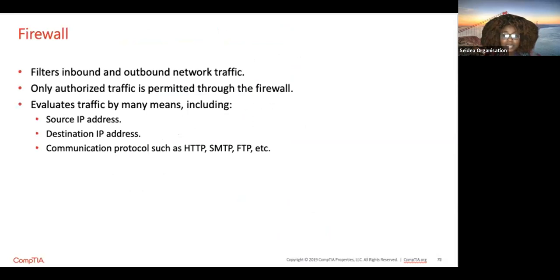Now, finally, when we're looking at a firewall, it filters inbound and outbound network traffic. So it only authorizes traffic that is permitted through the firewall. It evaluates traffic by many means, by looking at the source IP address, the destination IP address, or using communication protocols like HTTPS, SMTP, FTP, and so on.